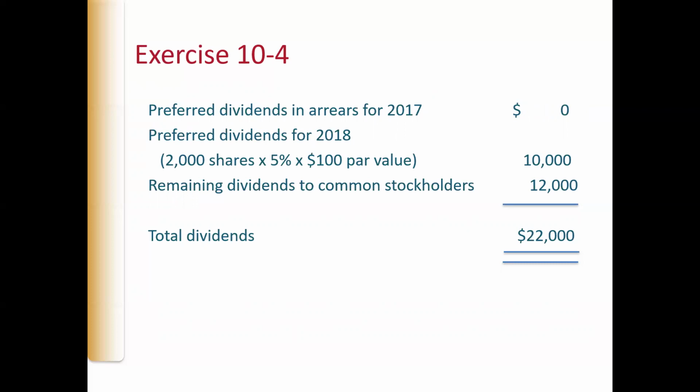If the shares are called non-cumulative, that means they don't accumulate. If the company didn't pay dividends, they're out. Nobody's going to get paid dividends. So in non-cumulative shares, for 2018, the dividends here for 17 are 0 because it's non-cumulative. They're not going to receive them. For 18, they're 10,000. And then the rest goes to the common shareholders to total up to the 22,000.